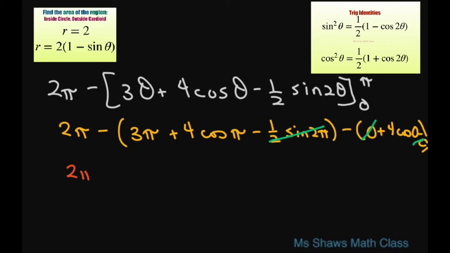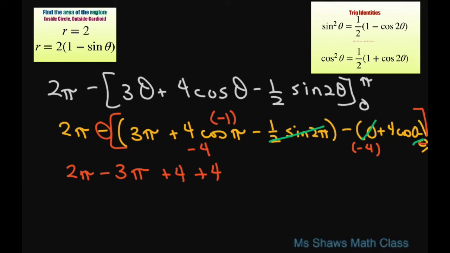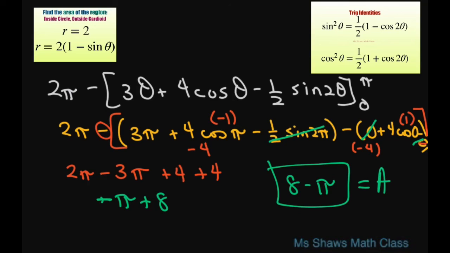We have 2 pi minus 3 pi. This is negative 1. This is going to be negative 4. So that's going to end up being plus 4. And then we have, this is minus this whole thing. This is going to be minus 4. But when you multiply it by negative, you're going to get plus 4, because cosine of 0 is 1. So be careful with your signs on this one. All right, this is going to be negative pi plus 8, or you can write it as 8 minus pi is your area for that region inside the circle and outside the cardioid.